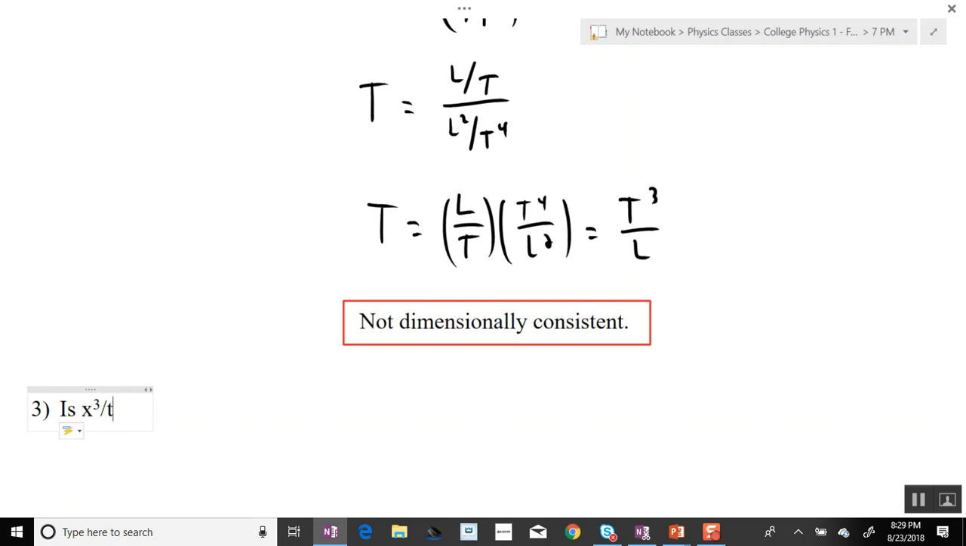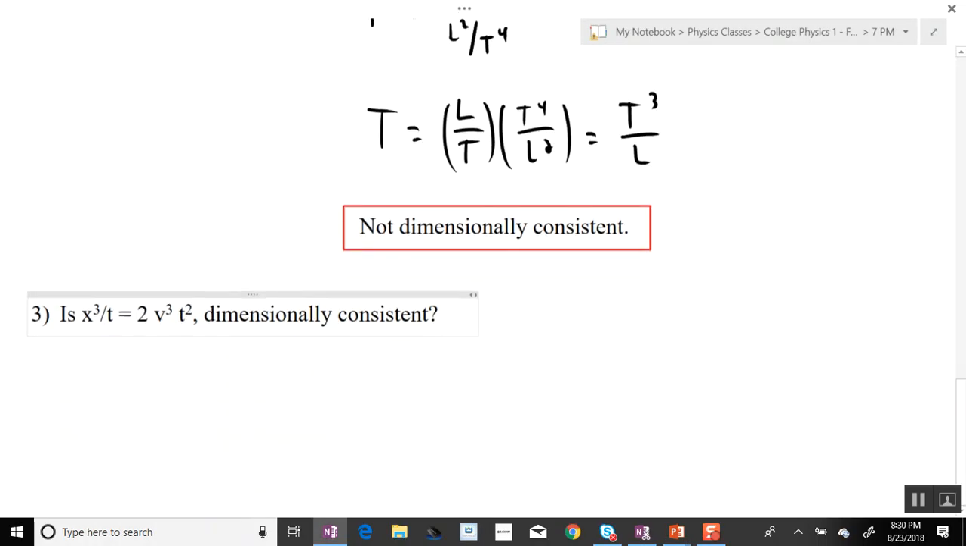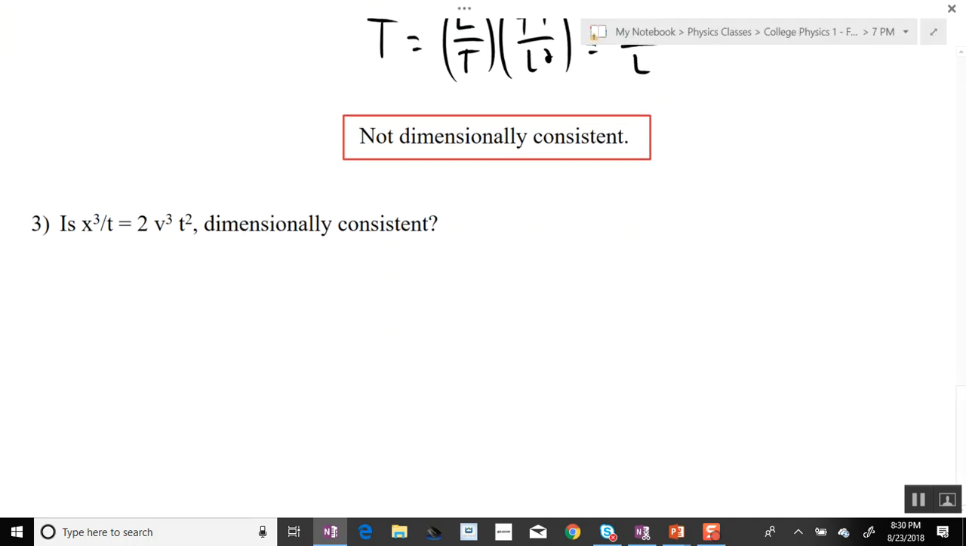So is x cubed divided by t equal to 2v cubed times t squared dimensionally consistent? Okay, so what we need to do is look at the dimensions on the left-hand side, right? So it's just x cubed divided by t.